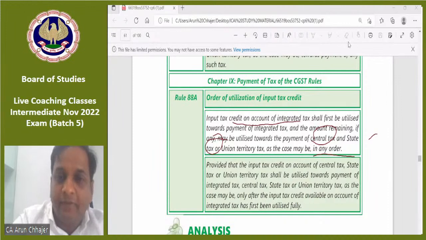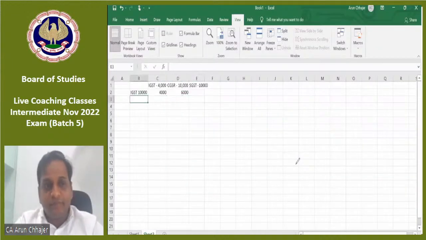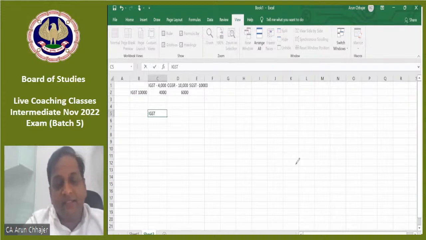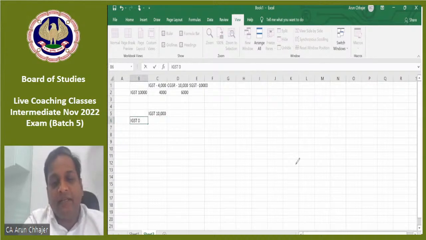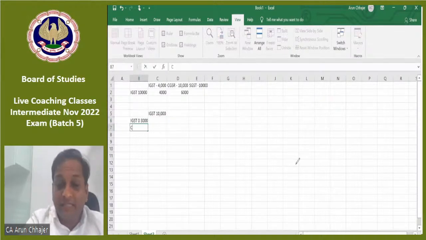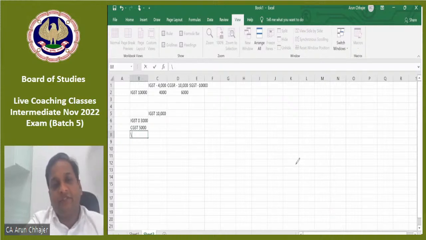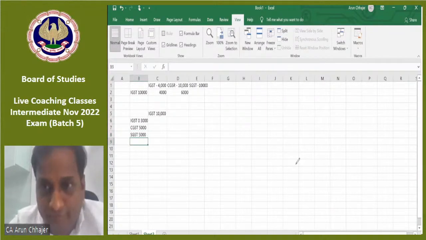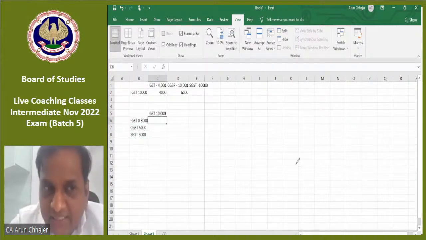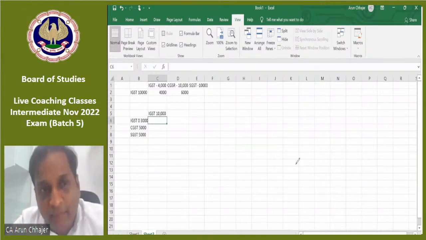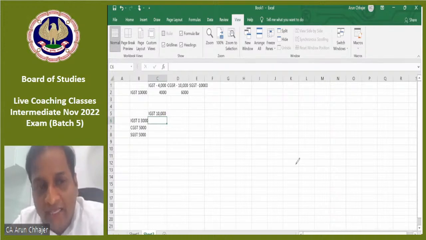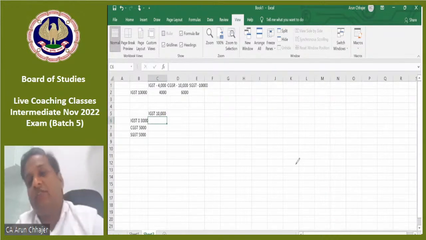Please confirm. Let me take one example. IGST has 10,000 ITC. IGST tax liability, let's say 3,000. CGST tax liability, let's say 5,000. SGST tax liability, let's say 5,000. Can you tell me whether this IGST 10,000 will be given first to I or C or S? Please tell me.